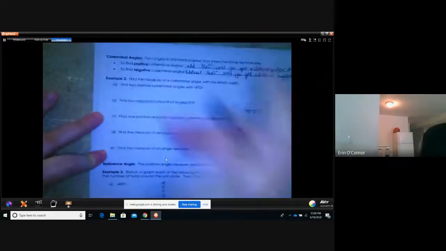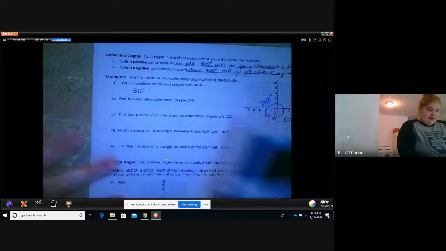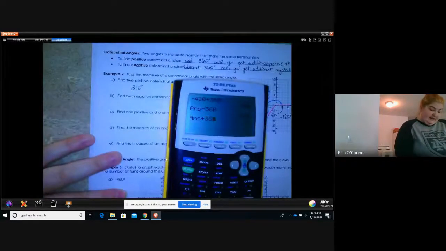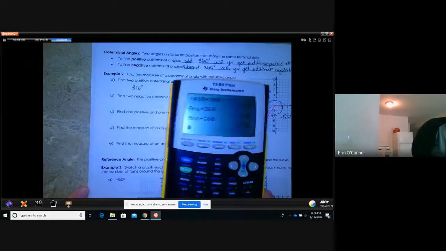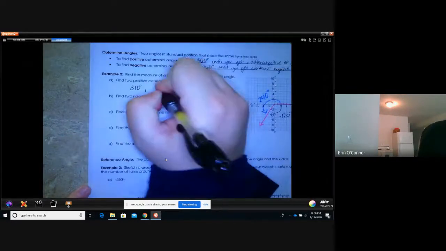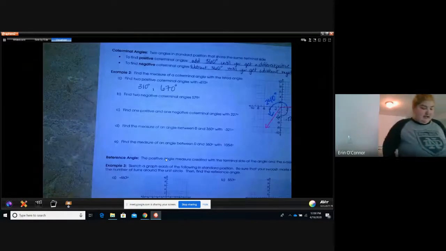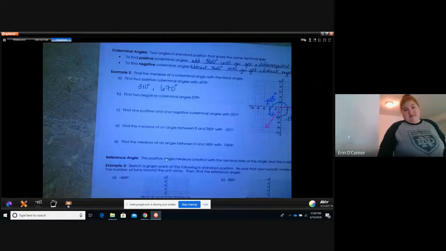So one of these, that's positive, is 310 degrees. But I need to find two positive ones. So I'm going to add another 360. And I'm going to get 670. So our angles can be more than 360. And you'll see what that looks like in just a second. But 670 degrees. So there we go.